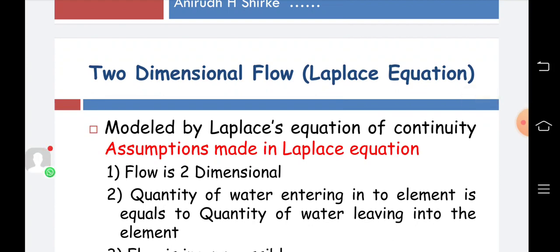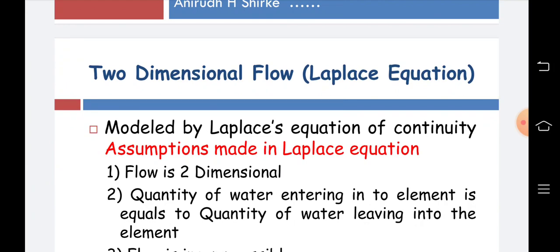the Laplace equation is applicable for two-dimensional flow. So what is meant by two-dimensional flow? When the water flows in the x direction as well as in the y direction, it is called a two-dimensional flow. One-dimensional flow means the water flows in one direction only, suppose in the x direction only. Three-dimensional flow means the water flows in three directions, that is the x direction, y direction, and z direction.